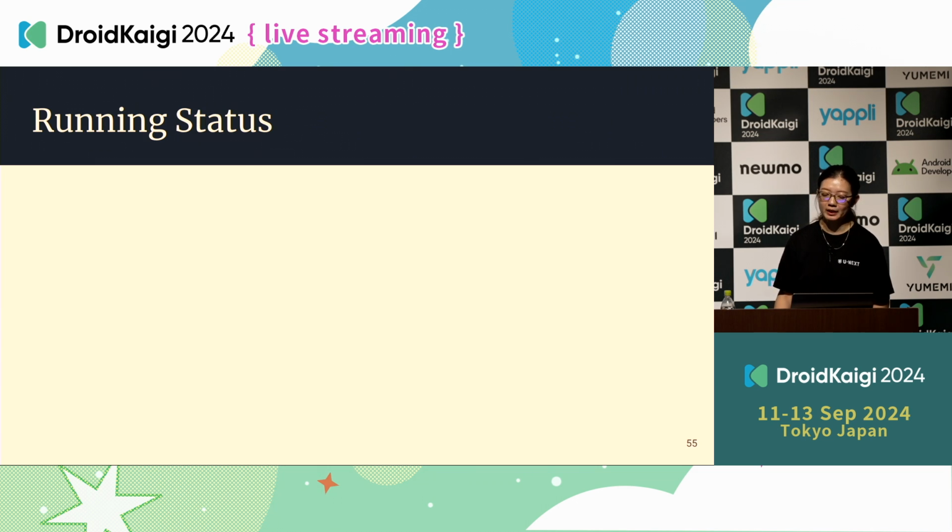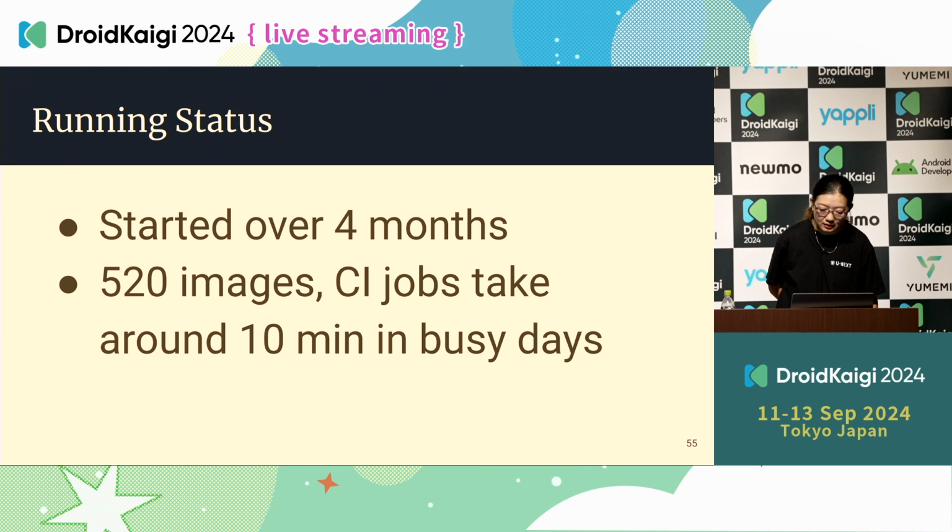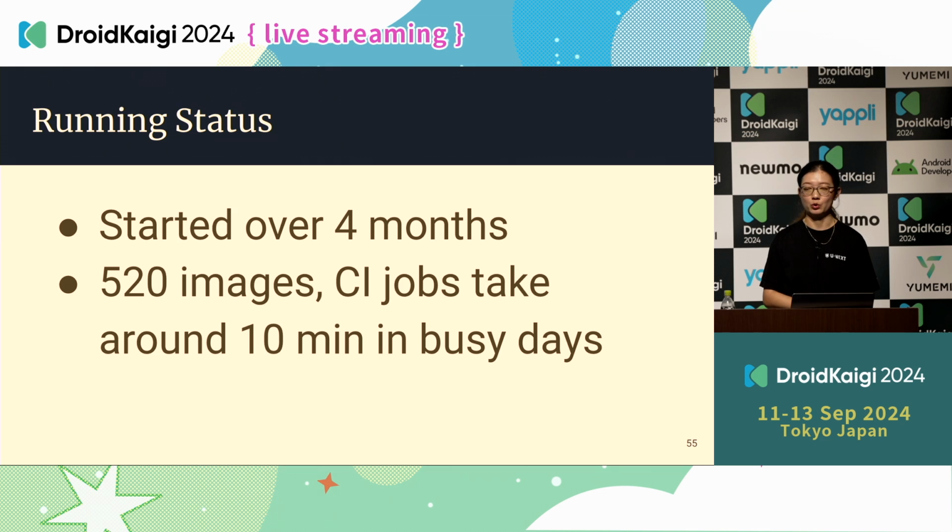And let me give you a quick overview of how our screenshot testing setup has been running. We started over 4 months ago, and we currently manage around 500 reference images. These images are not all of our Compose views, of course, but cover the main UI components and screens we want to test. A CI job runs around 10 minutes on busy days. Actually, it's because of the limitation of the CI environment. In a local environment, it will cost around 1 or 2 minutes.